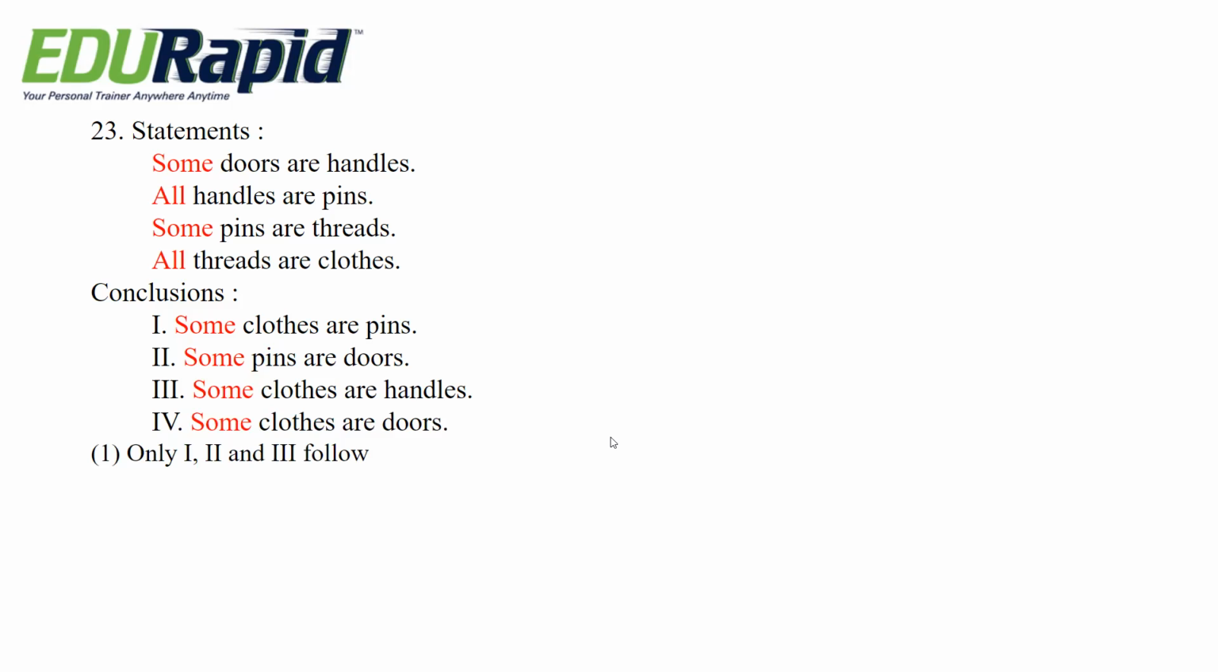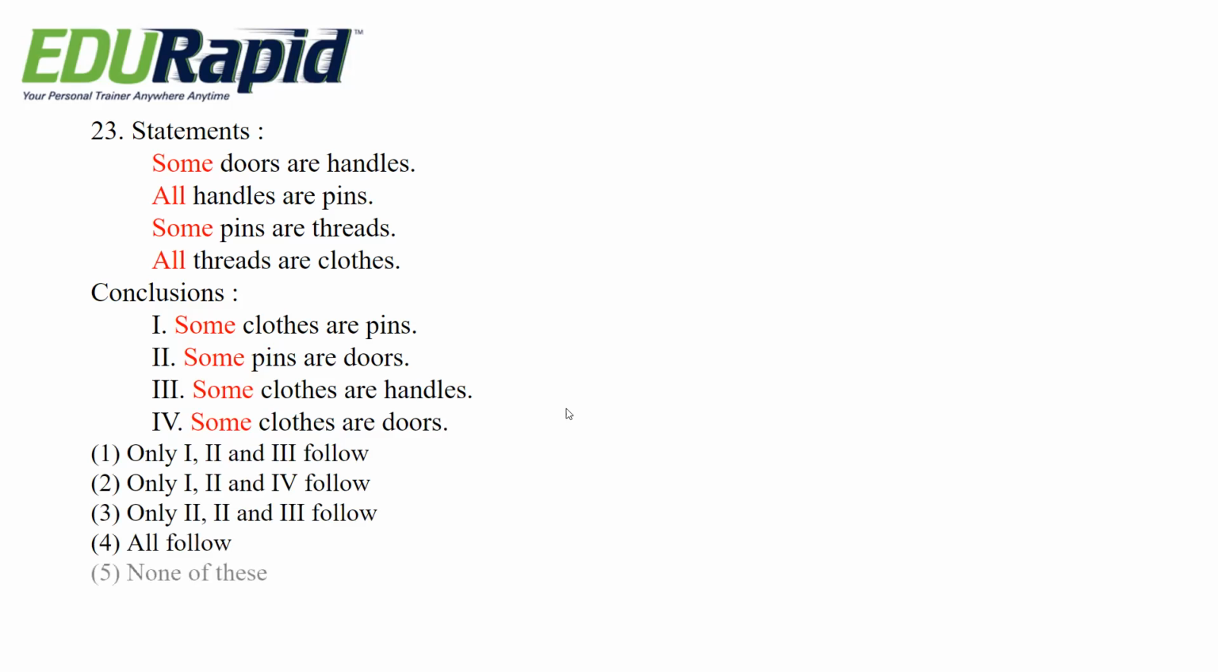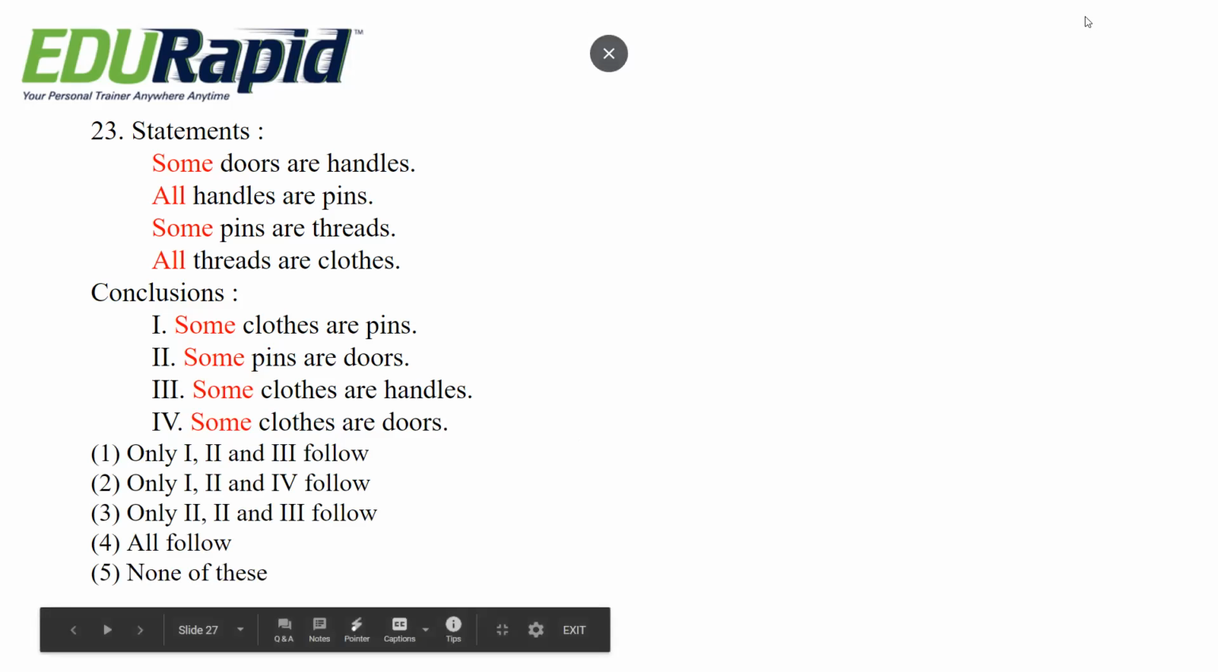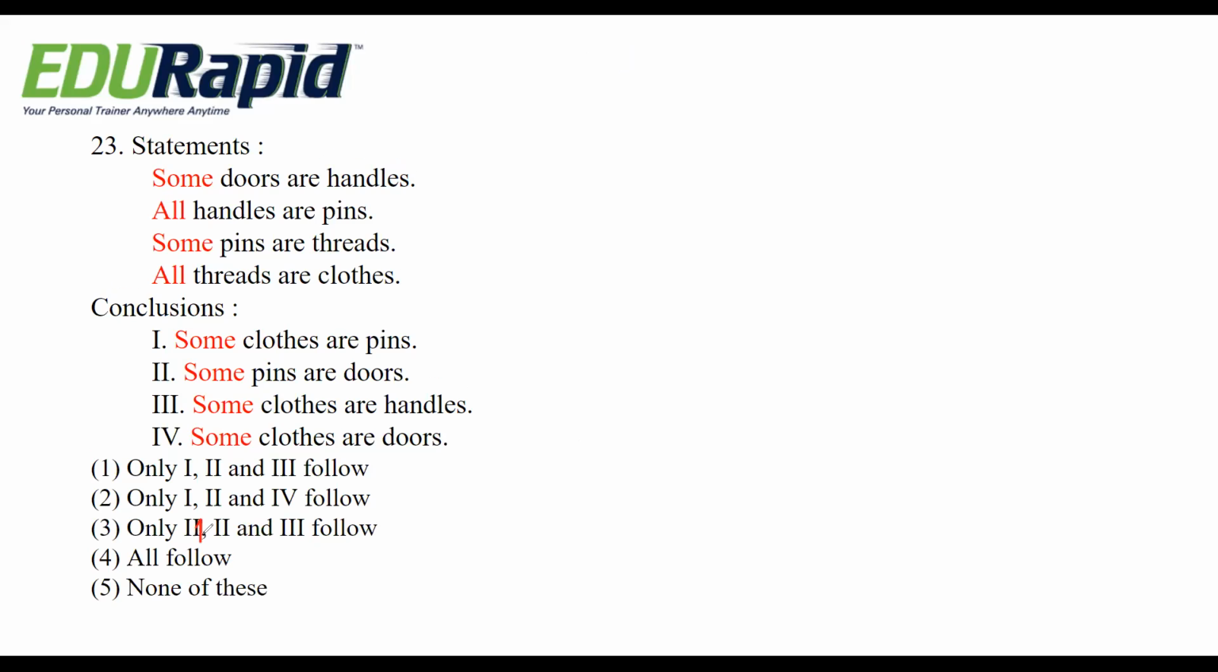Only 1, 2 and 3 follow. Only 1, 2 and 4 follow. Only 2, 3, 1, 2 and 3 follow. All follows. None of this. Write down the Venn diagram.